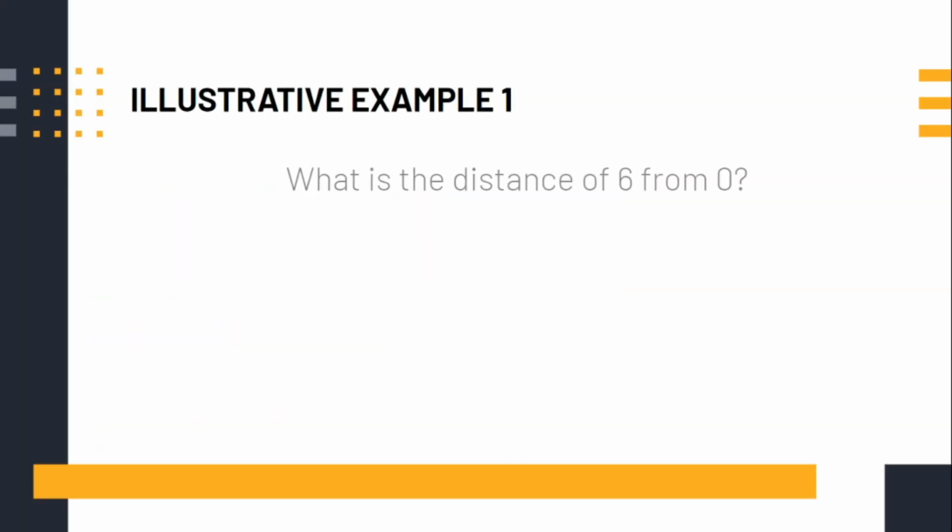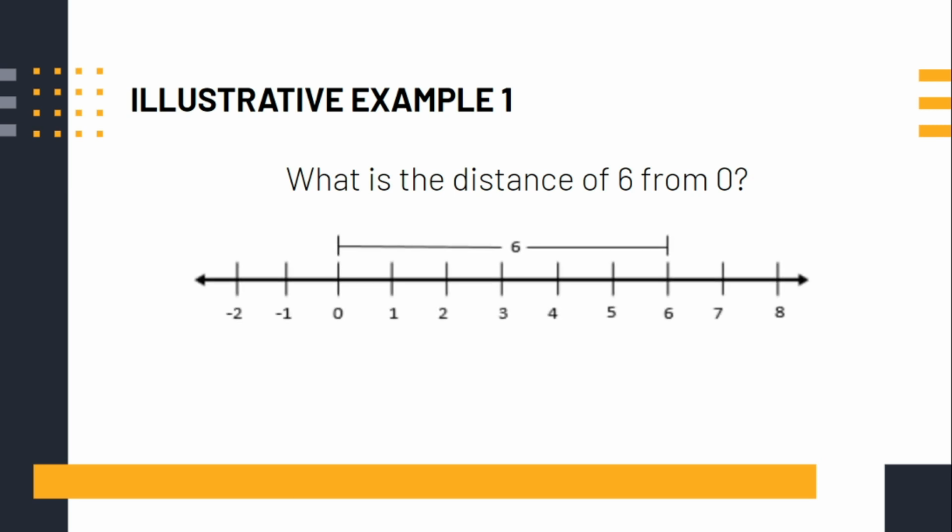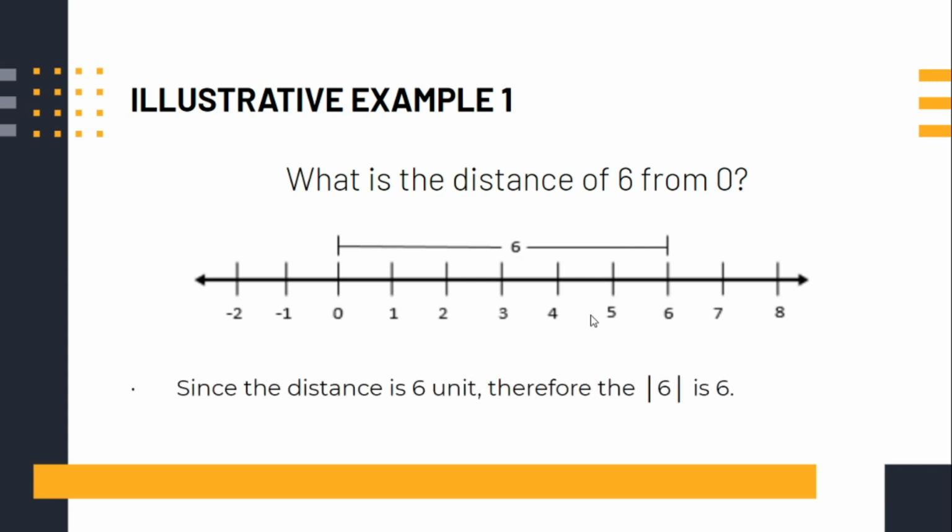Okay? For example, meron tayo dito illustrative example number 1. What is the distance of 6 from 0? Ano daw distansya ng 6 from 0? So, let's represent this to a number line. At eto si 0, eto naman si positive 6. So, anong distance niya from 0? We have 1, 2, 3, 4, 5, 6. That's 6 units, correct? So, therefore, the absolute value of 6 is 6.